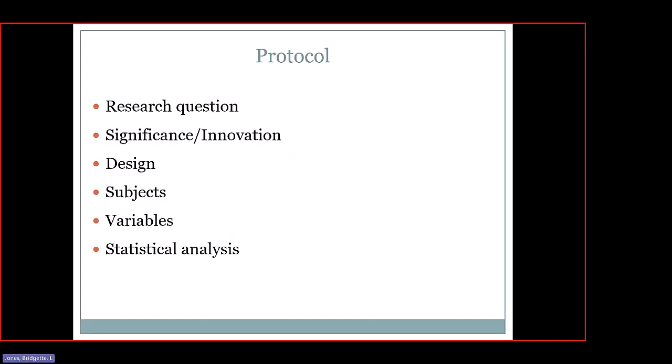And so first you'll have your research question, what some will call your significance or innovation, or your discussion section of why you're doing the research, your design, your subjects, or better terminology, the participants included in your research, the variables, which are the measurements that you will collect to analyze to address your hypotheses, and then how you will do your statistical analysis.